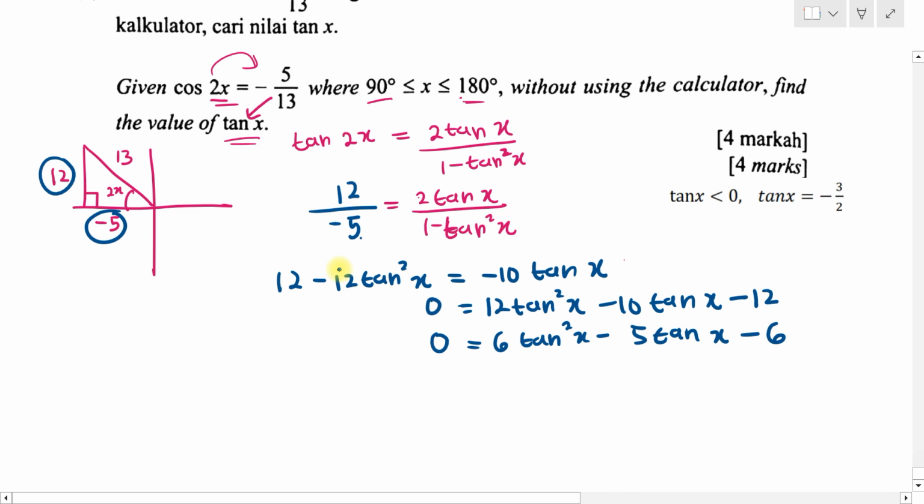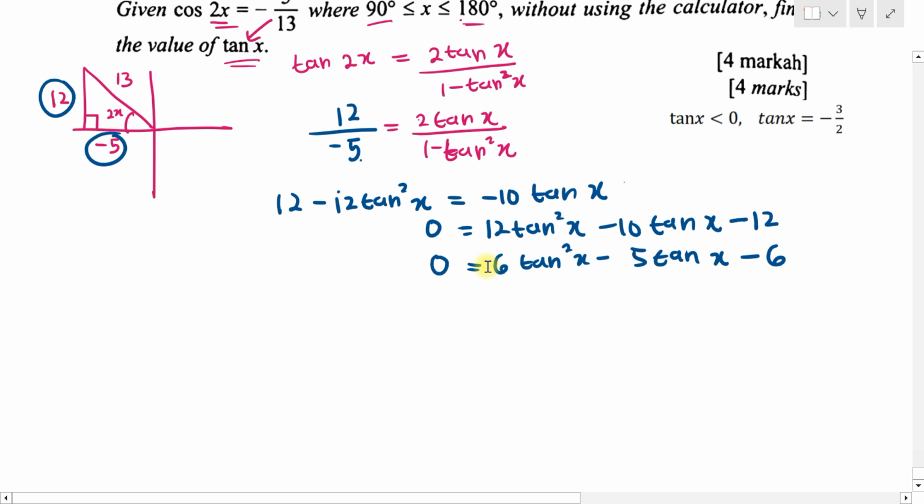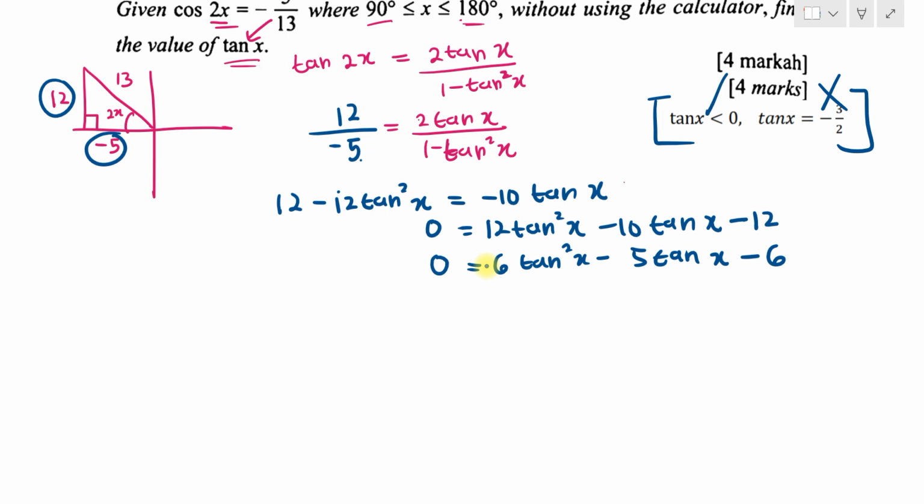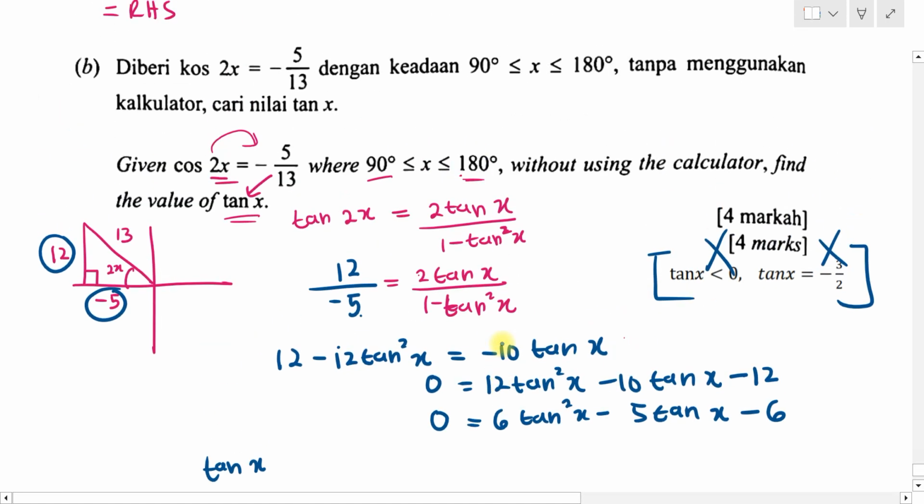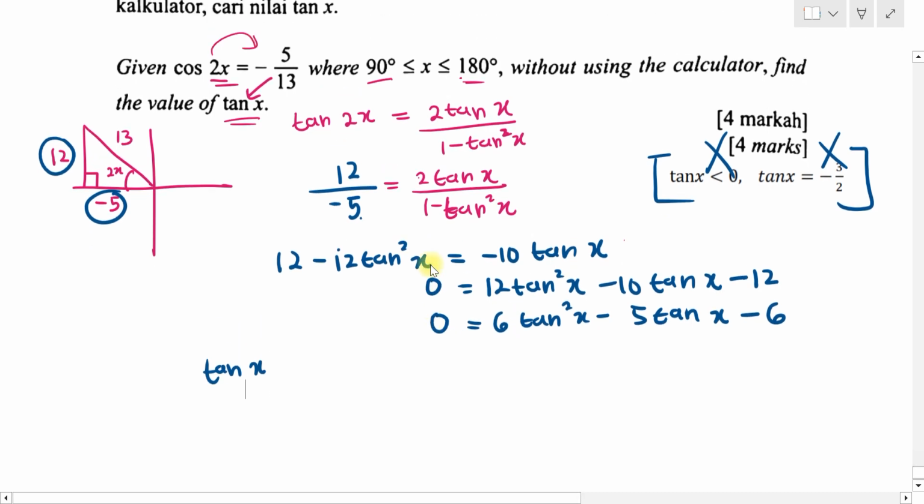Okay, let me see. Can we factorize this or not? 6, minus 5, minus 6. Okay. I'm getting, but not their answer. I think their answer got some problem. Okay. I'm getting like tangent x. You got to find the value of tangent saja kan, not the x value. So no need to do so much things. Okay. What I'm getting here is correct.